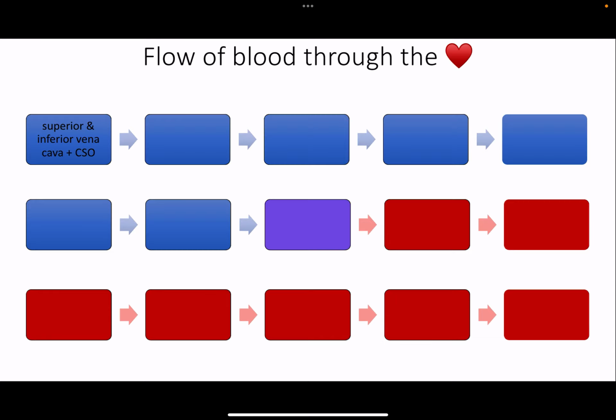So blood flow through the heart is going to be the superior and inferior vena cava plus the coronary sinus opening. Blood from all three of those sources is going to go to the right atrium, then pass the tricuspid valve to the right ventricle, pass the pulmonary semilunar valve to the pulmonary trunk, through both the right and left pulmonary arteries to each of the right and left lungs.